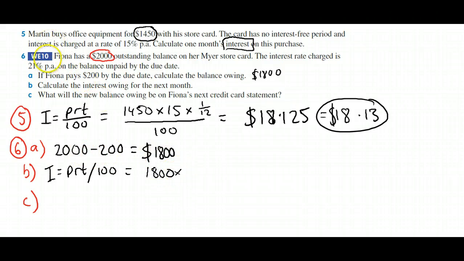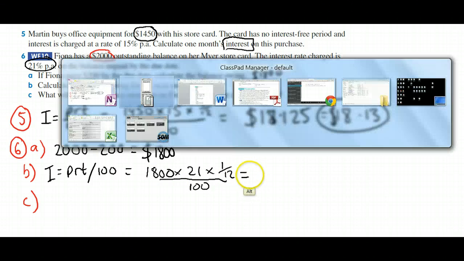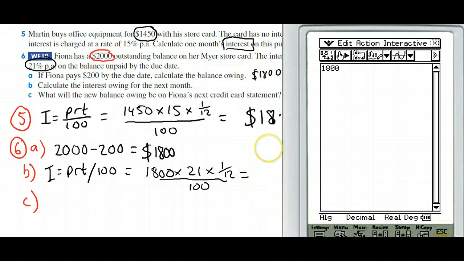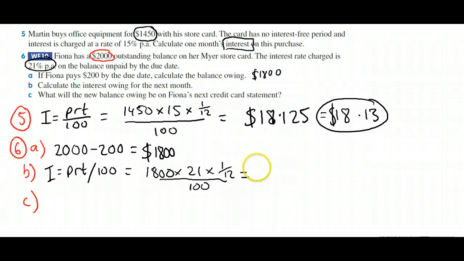The interest rate is 21% per annum, so put 21 in there. And the amount of time, we're just calculating the interest for 1 month. So in terms of years, it's going to be 1/12 of a year. 1 month is 1/12 of a year. And then all that divided by 100. So let's put that into the calculator. 1800 times 21 times 1/12, we'll put that in brackets, and we get that. We divide that by 100, we get $31.5. So she's got to pay $31.50 of interest for the next month.